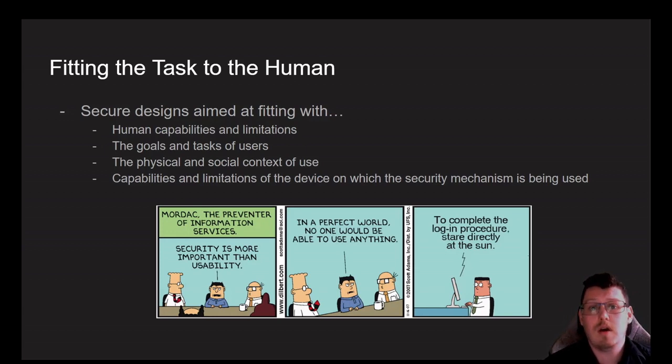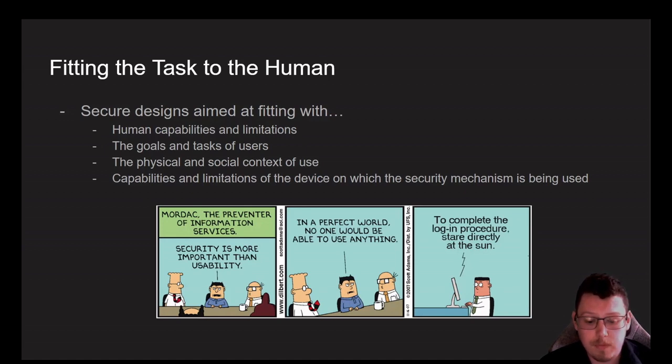So fitting the task to the human. Usually, rather than trying the opposite, which is to fit the human to the task by creating a system that's not necessarily well designed from a usability perspective, but that is secure, it's an uphill battle trying to get humans to use it in a secure manner. It's a lot better of an approach to go the opposite way. So trying to adjust and amend the task that's being done in a way that fits with what humans are able to do and what they're not able to do as well. So we're trying to come up with secure designs that are aimed at fitting with what humans can do and can't do, the capabilities and limitations.